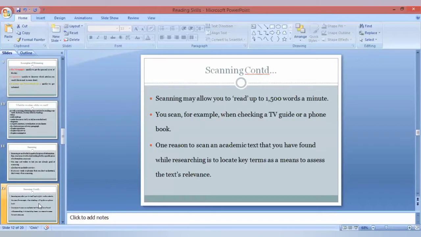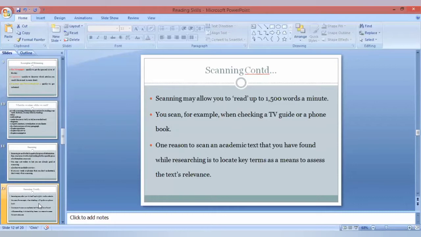So one reason to scan an academic text that you have found while researching is to locate key terms as a means to assess the text's relevance. You might not be familiar with research work, but as far as a research thesis is concerned, you will have to collect data for your own research. And for collecting data, you look through the text to locate certain key terms which are relevant to your topic, and you go through the whole text.